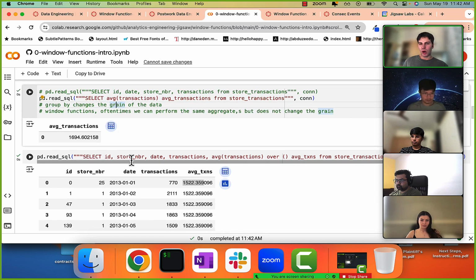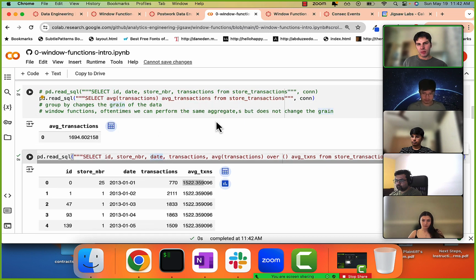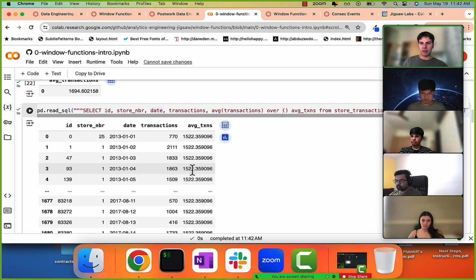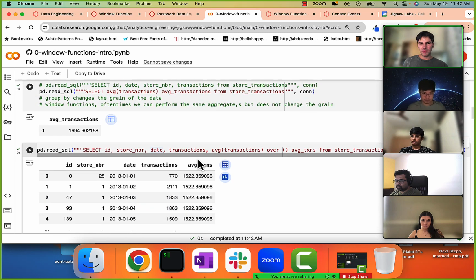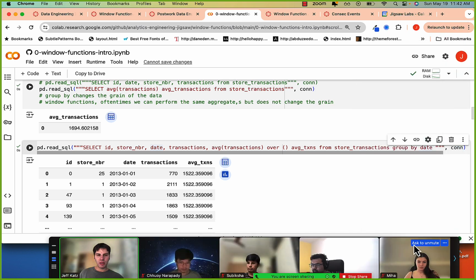I'm not quite sure why we're getting this. I would expect this number to be the same. It's a little off, and I'm actually not quite sure why. Let's see. Do I have a limit here? Oh, I'm doing a group by. That's wrong.